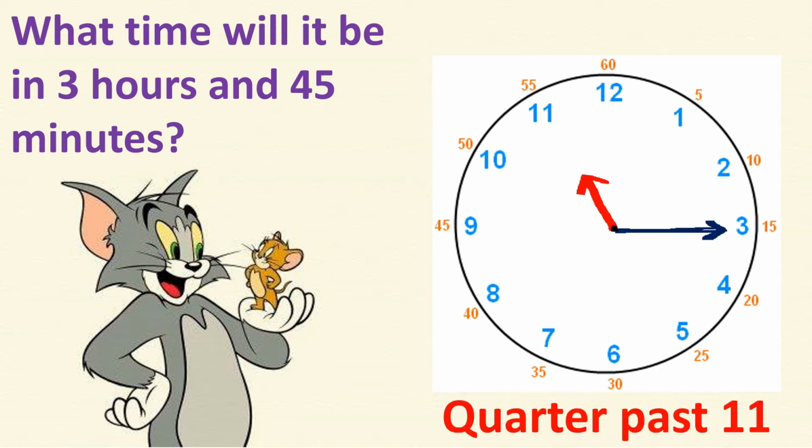When we see both hands together on a clock, we know that the time says 11:15. So the time it will be in 3 hours and 45 minutes is 11:15.